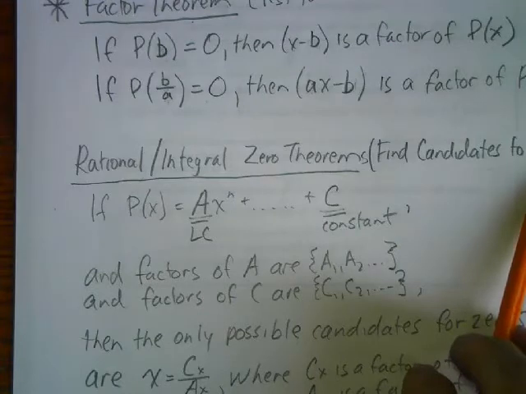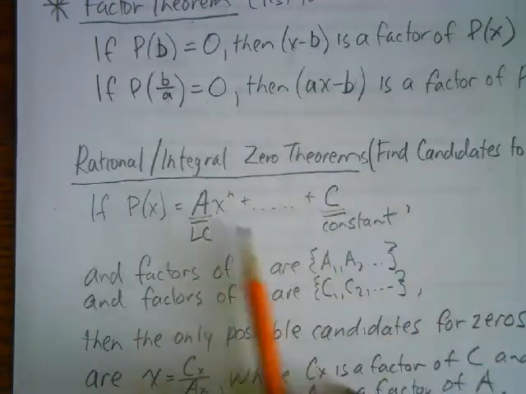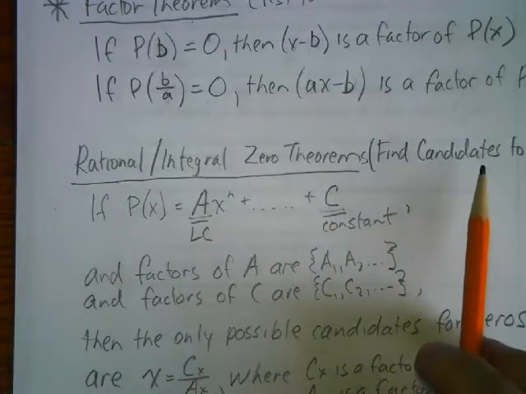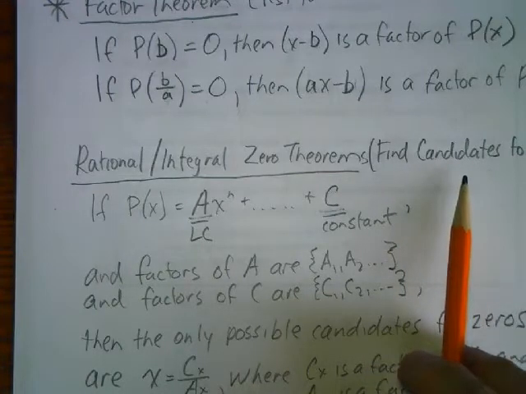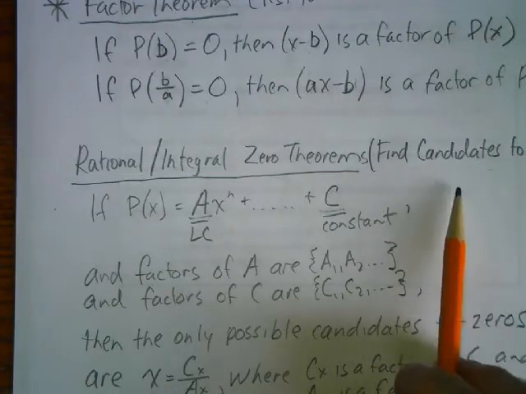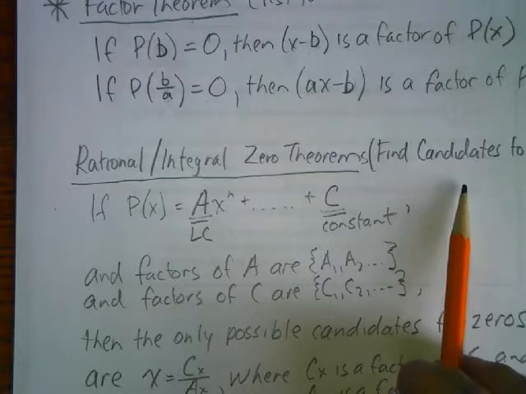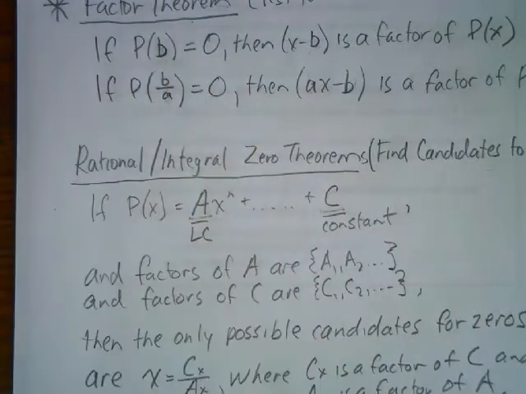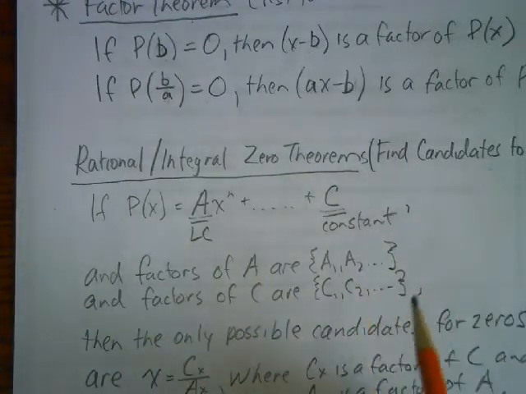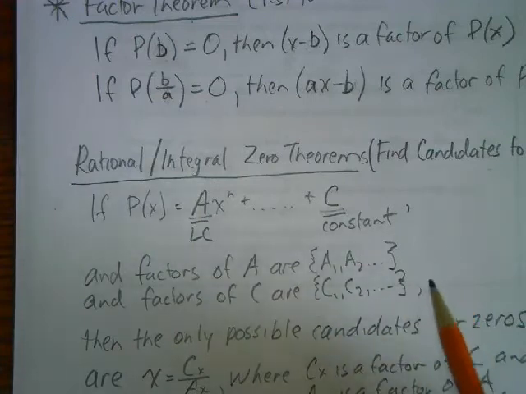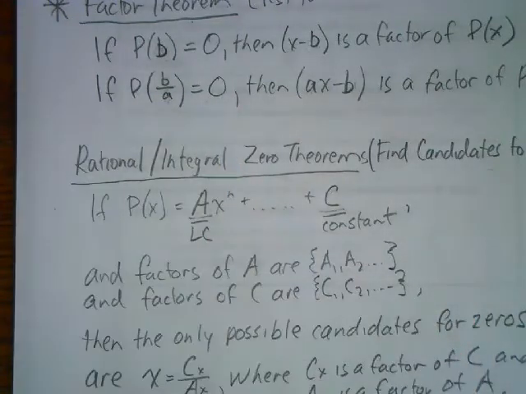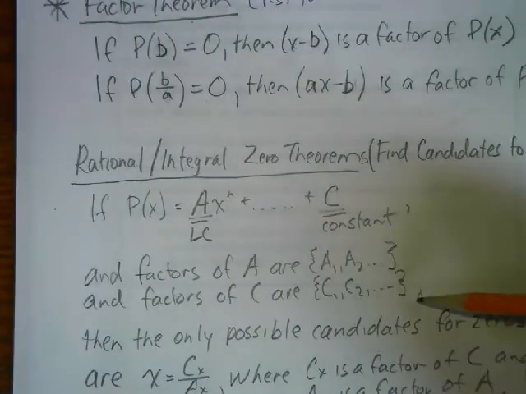So what we're going to do is, after we do this, we're going to be able to find a finite list of integers and fractions, rational numbers, that we could try using the factor theorem. So if there are any factors, they'll be in this list. Now that doesn't mean every number in this list is going to give a result of 0, but it certainly will trim down the number of possibilities.